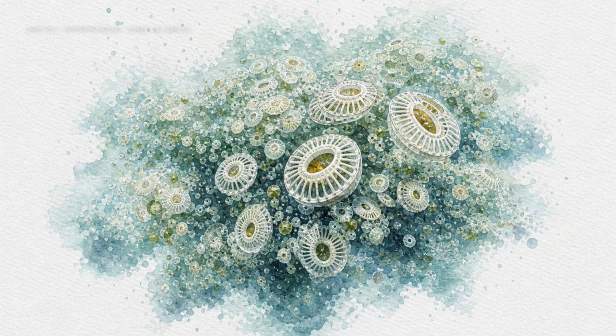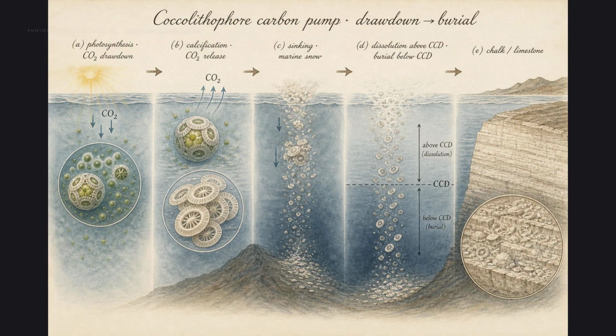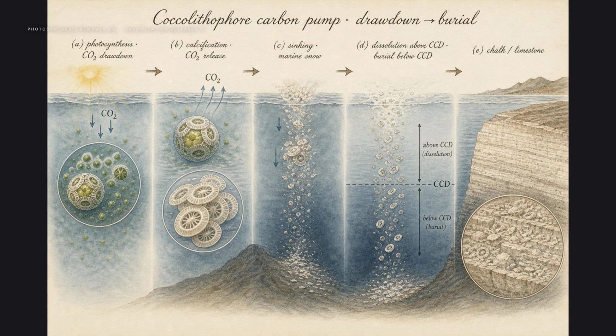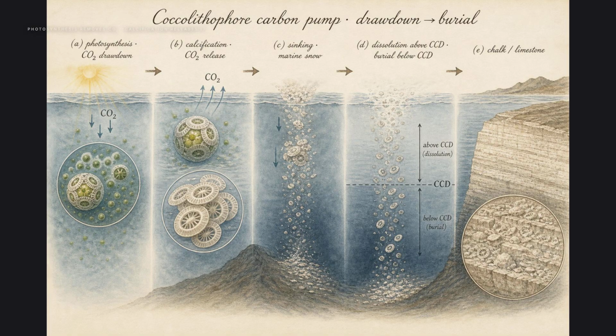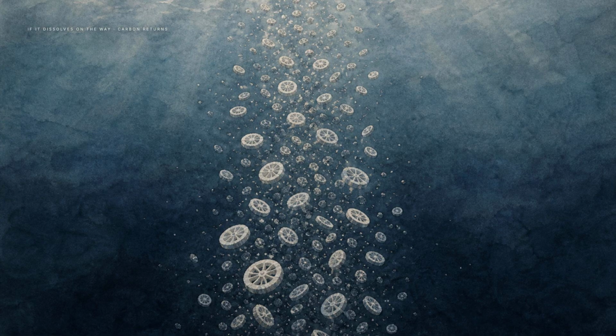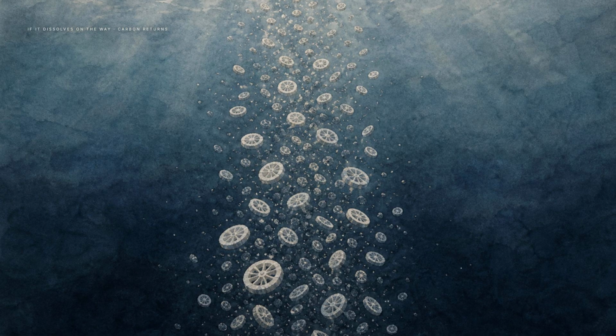Each one photosynthesizes, producing sugar and oxygen from dissolved carbon dioxide. Each one also builds its coccoliths from calcium and bicarbonate ions, using energy from that same photosynthesis. The two processes pull carbon in different directions. Photosynthesis removes CO2 from the surface water, calcification releases it. The net effect on the carbon cycle depends on where the cell eventually sinks. If it sinks far enough and fast enough, the sequestered carbon stays on the seafloor for tens of millions of years. If it dissolves on the way down, the carbon returns.